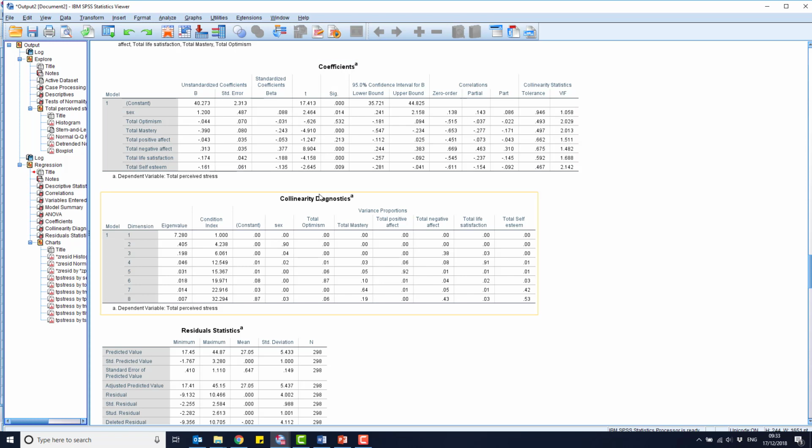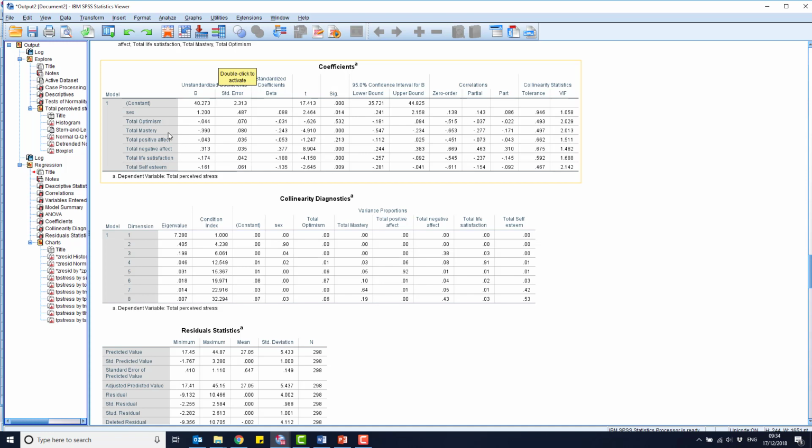So what do those relationships look like? We'll just pick out a few. We'll look at the strongest predictor. So total negative effect, what we can see here is that's a positive number. So as your score on total negative effect increases, your total perceived stress score will also increase. And if we look at the unstandardized coefficients, we can say that for every unit of negative effect you increase by, your perceived stress score will go up by 0.3 of a point.